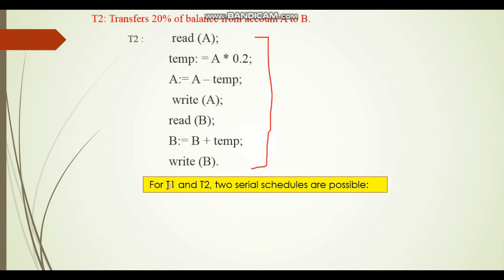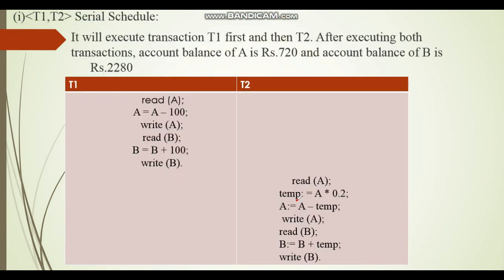Basically, for T1 and T2, two serial schedules are possible. Let's see the two serial schedules. The very first one is the T1, T2 serial schedule. It will execute transaction T1 first and then T2. As you can see in this table, T1 started executing first. Then after the completion of this entire transaction, T2 started its execution. This is the concept of serial schedule. Until one finishes, the other will not start. This is the concept of serial schedule.